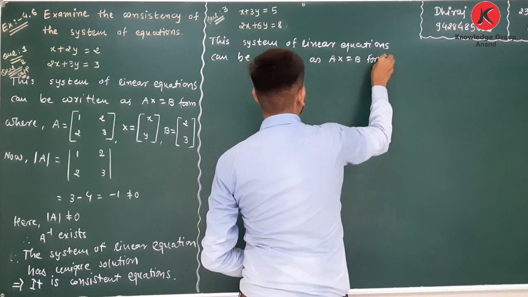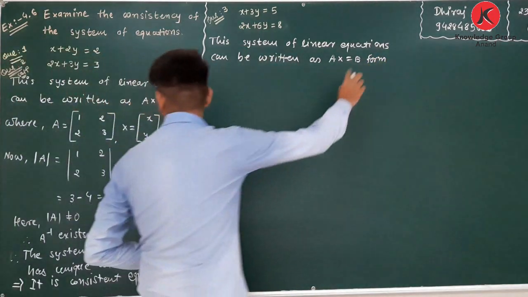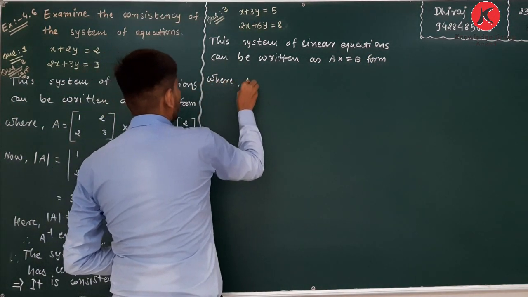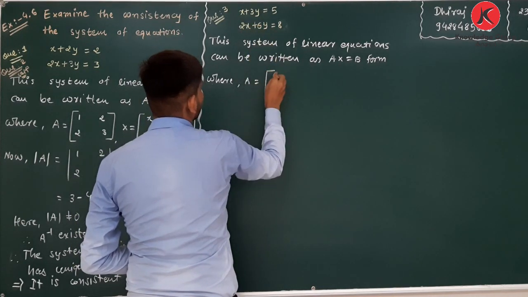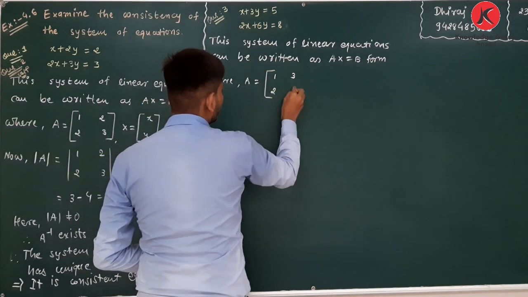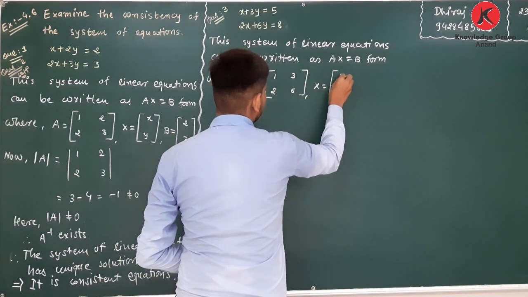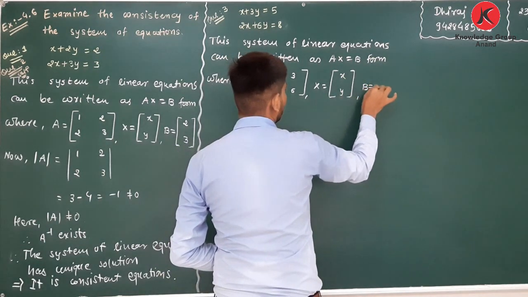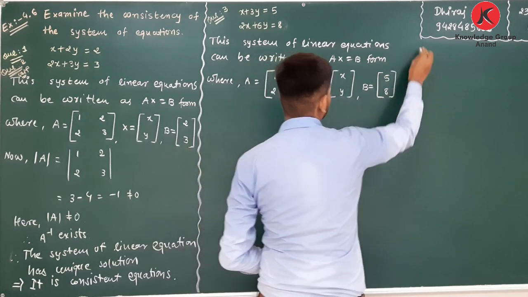In AX equals B form, where matrix A equals [1 3; 2 6], where matrix X equals the variables x and y, and the matrix B equals the column matrix [5; 8].